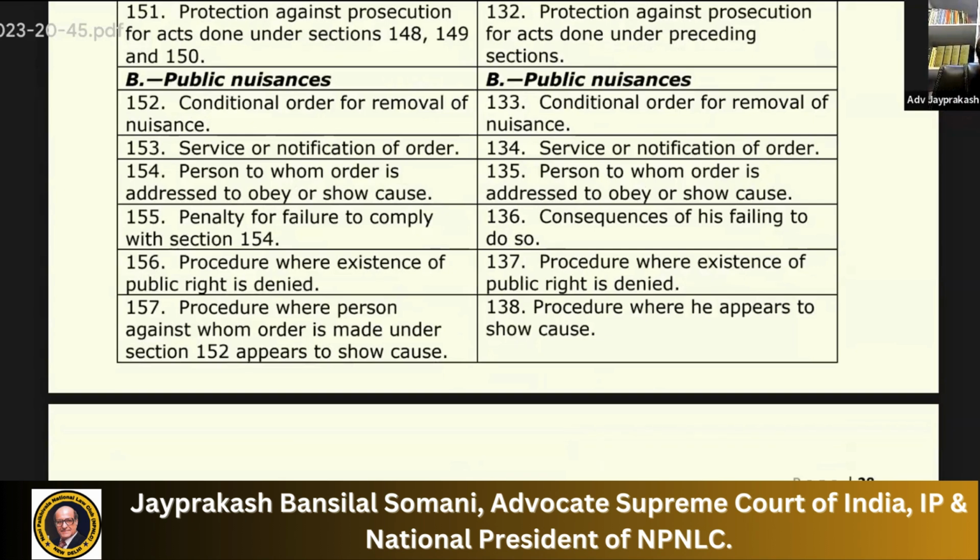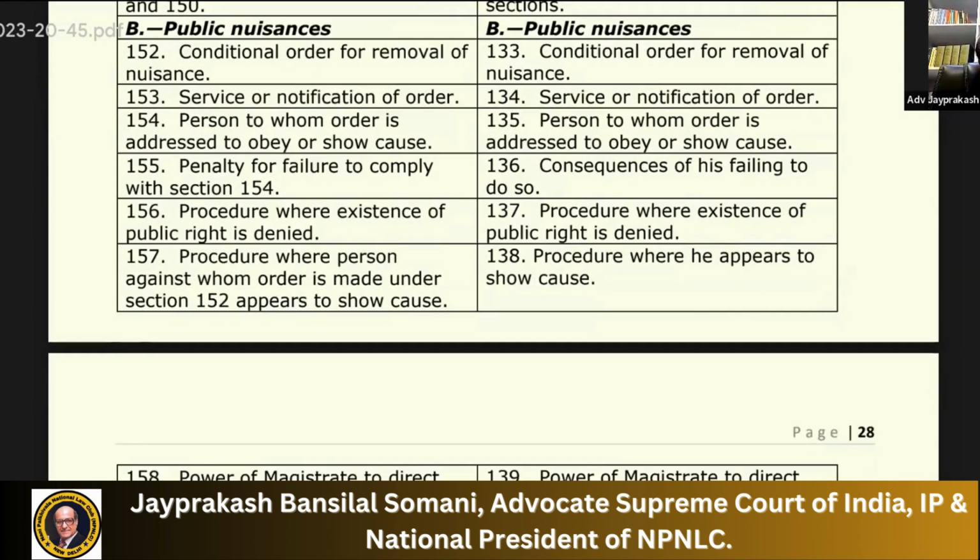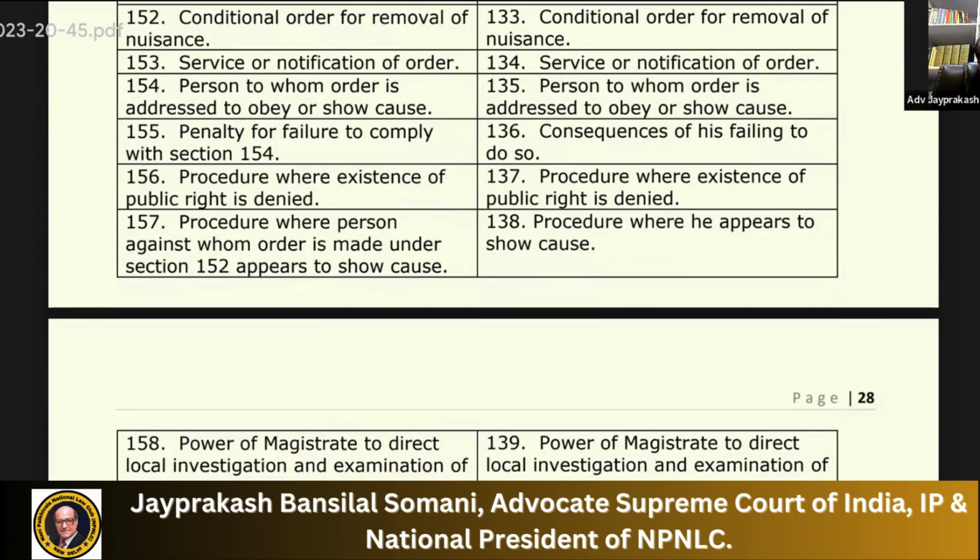BNSS section 153, service or notification of order. Its earlier section was in CrPC 134. BNSS section 154, persons to whom order is addressed to obey or show cause. Its earlier section was in CrPC 135. BNSS section 155, penalty for failure to comply with section 154. Its earlier section was in CrPC 136.